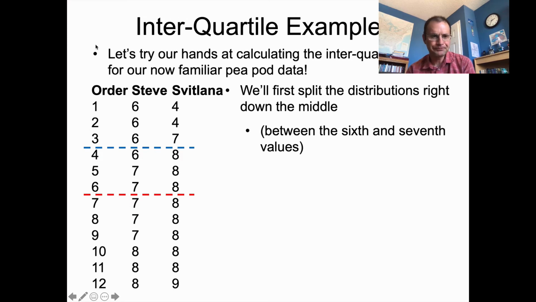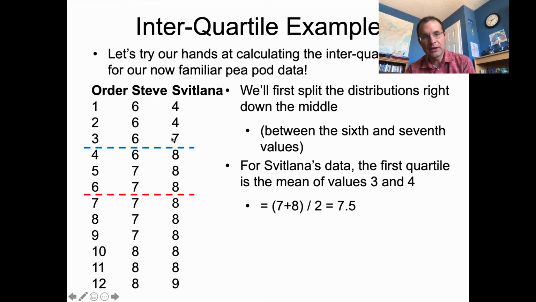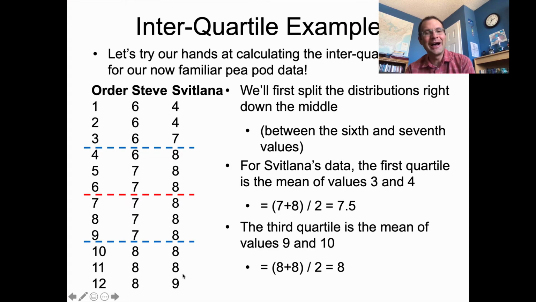And so for Svetlana's data, I'm going to take the average of 7 and 8 because those are the two values in the middle. And the average, or mean, of those two is 7.5. For Svetlana's third quartile, I'm looking at the median of the other half. On the slide itself, I've been calling it the top half of the distribution, but just looking at these 6 numbers by themselves, what's the median of these values for Svetlana? And it's 8, the mean or average of 8 and 8.